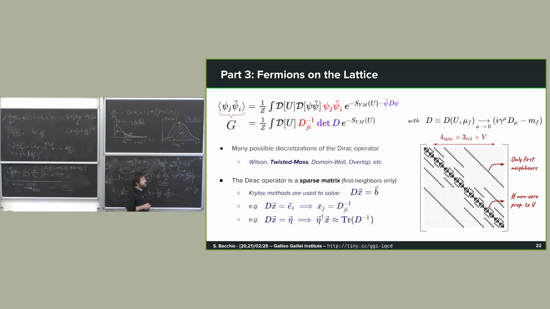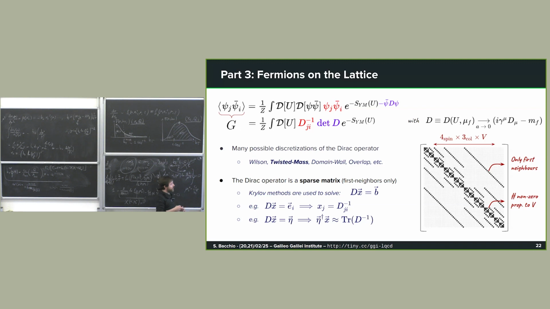Using properties of Grassmann algebra, you can integrate this out. You had them in Dina's slides. You can show that the propagator is the inverse of the Dirac matrix. And the term you have at the exponent, being a Gaussian, gives the determinant of the Dirac matrix.